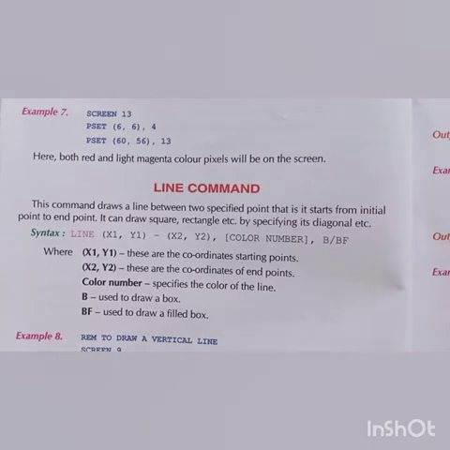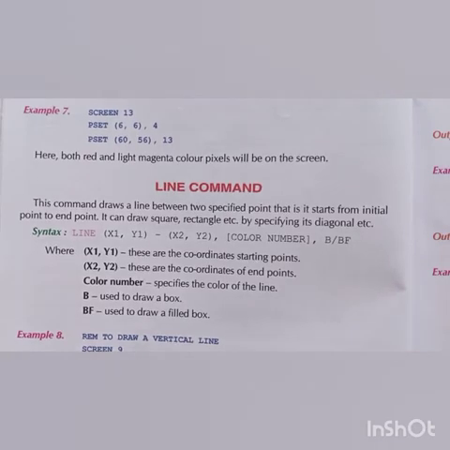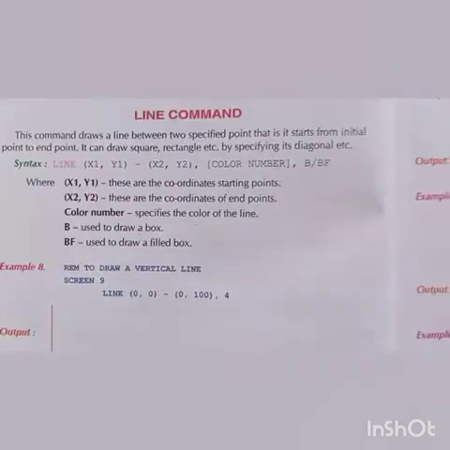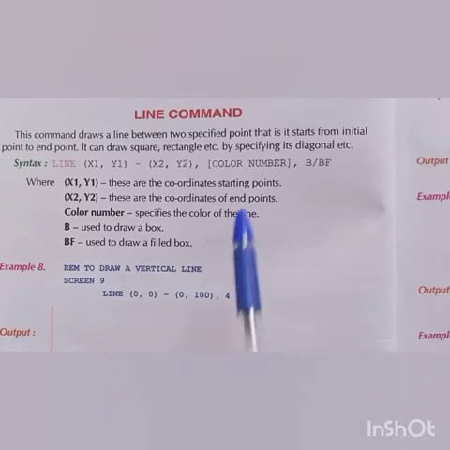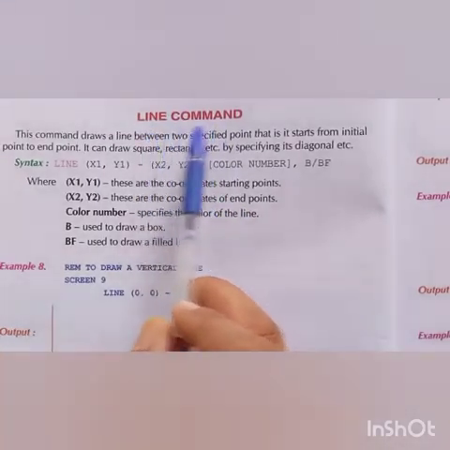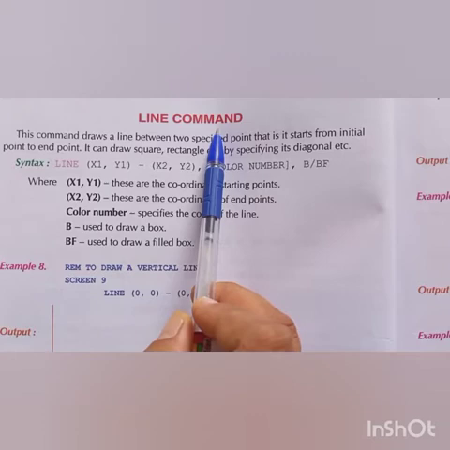Next we move on to the LINE command. So far the command that we have discussed, PSET, was giving you only a tiny dot, only a single pixel. But to make a picture, we need more than one pixel. So how are we going to draw pictures now? For that purpose, we are going to make use of the LINE command. This LINE command will draw a line between two specified pixels. It will start from the initial point and end at an end point.